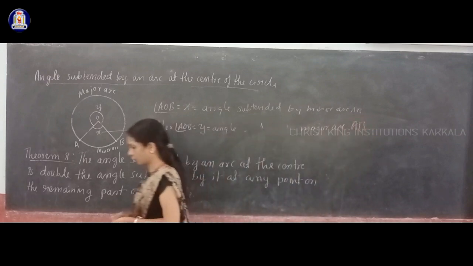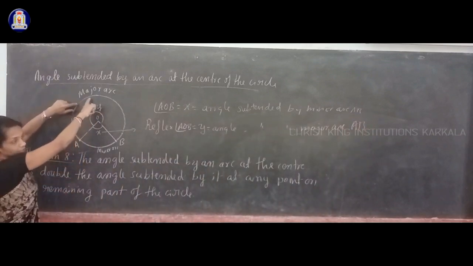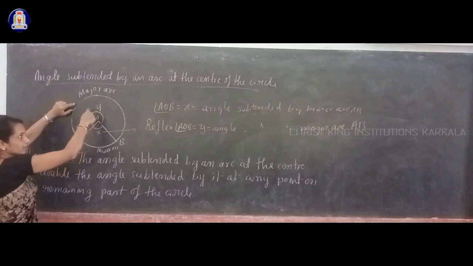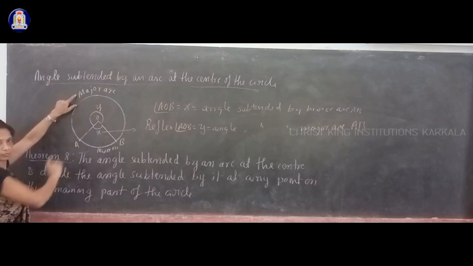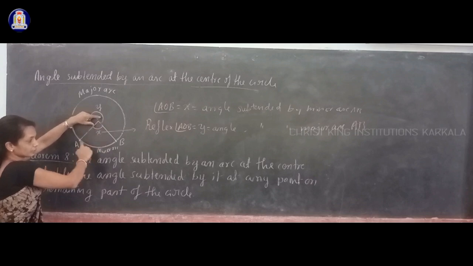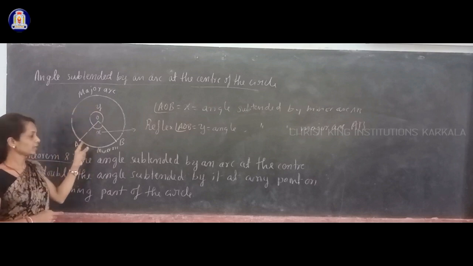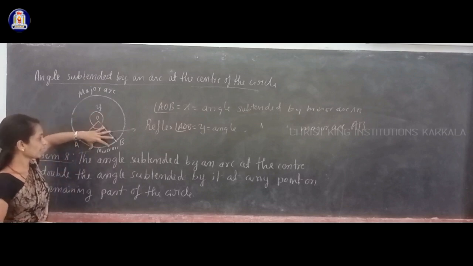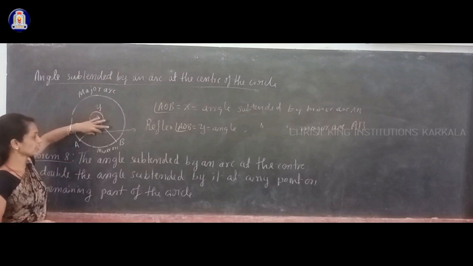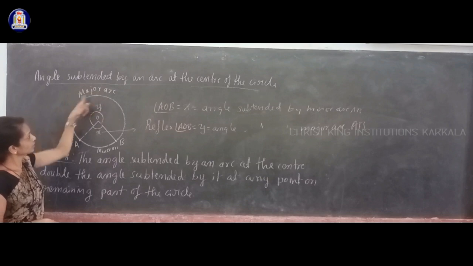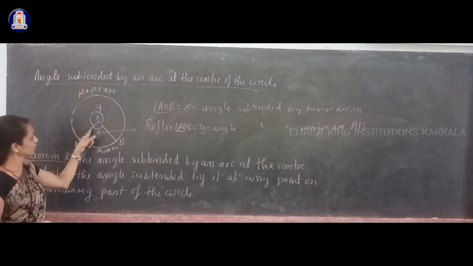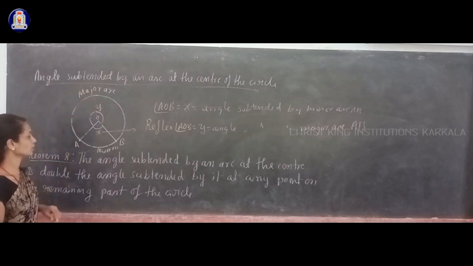So the angle on the major arc side is called the angle made by the major arc at the center of the circle, and angle X, which is on the side of the minor arc, is called the angle made by the minor arc at the center of the circle. So you have to be careful. On the minor arc side, whichever angle is there is the angle made by the minor arc at the center of the circle, and on the major arc side, whichever angle is there is the angle made by the major arc at the center of the circle.